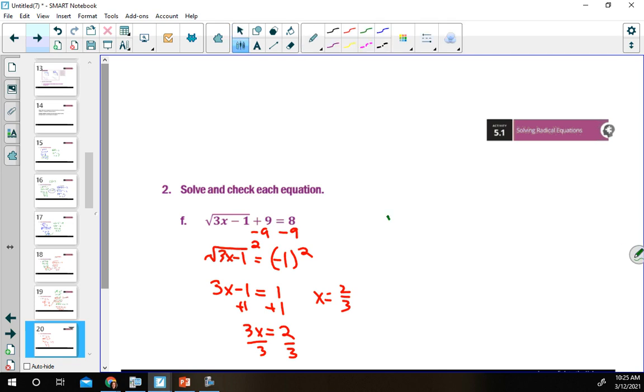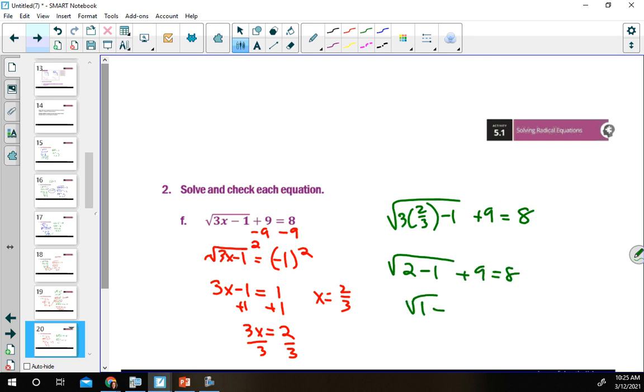Now I'm going to check it. Square root of 3 times 2/3, or you can use the decimal. Just be careful if you're rounding. All right. Order of operations, parentheses first. 3 times 2/3 in parentheses will give me 2. 2 minus 1 is 1. Square root of 1 is 1. 9 plus 1 is 10. This is extraneous. He is not an actual solution that's going to work and give me a response.